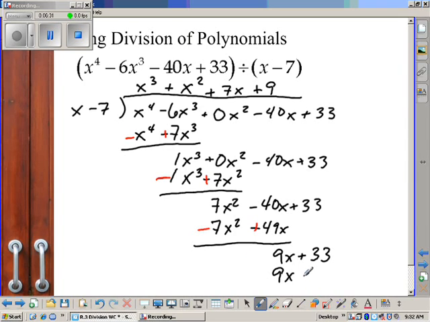9x minus 63. And then again, we're subtracting. So this becomes negative, this becomes positive, and we come up with, what is it, 96. So, plus 96. Remember, the remainder always goes over the divisor. And that is your answer.